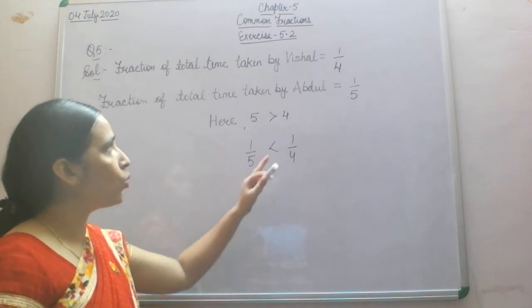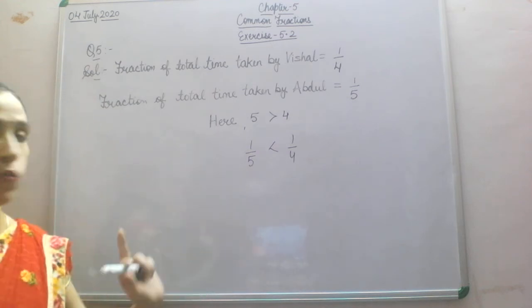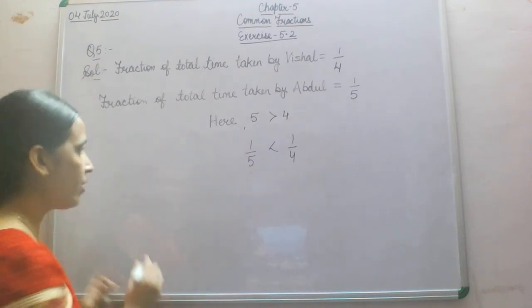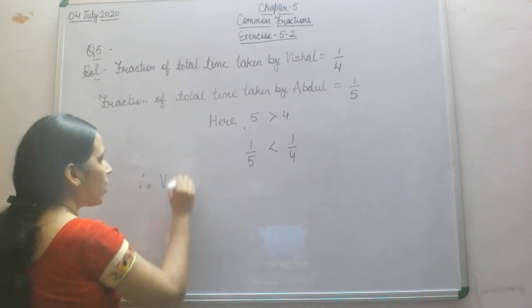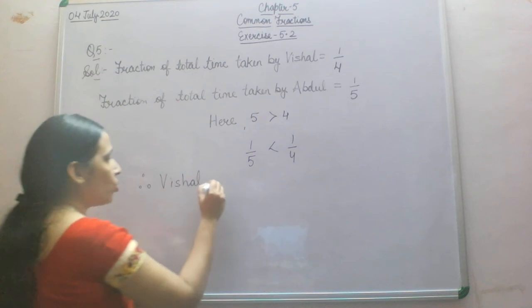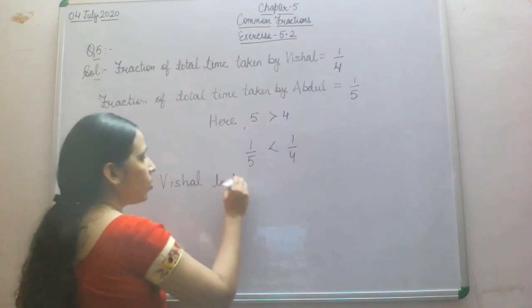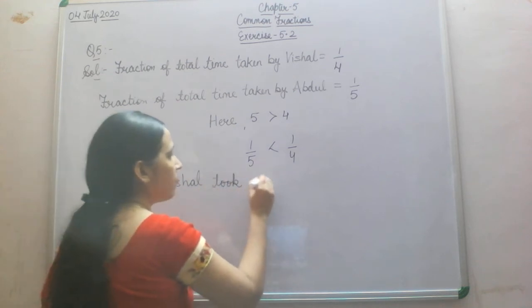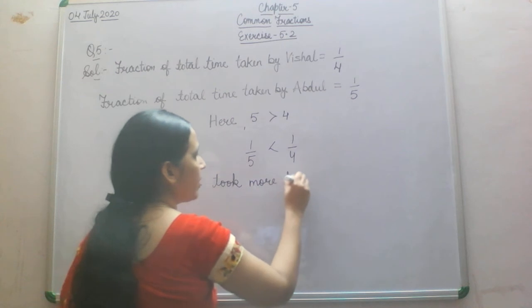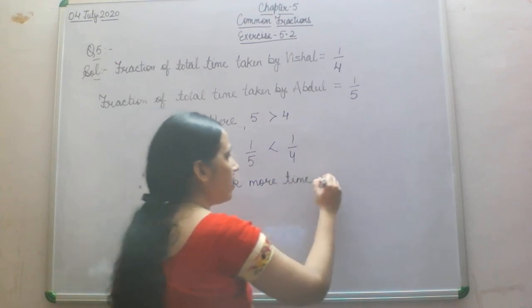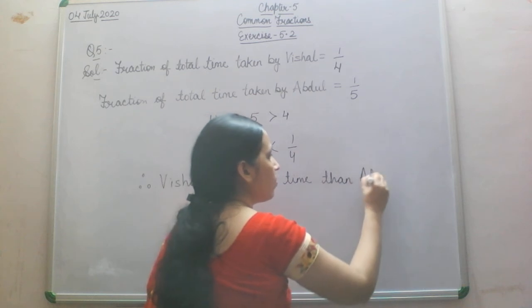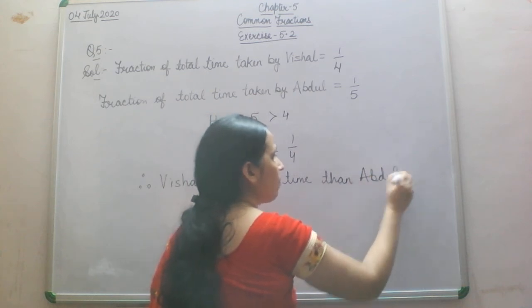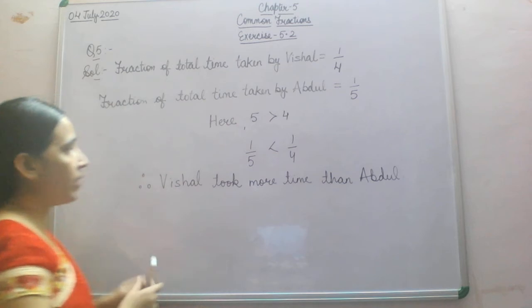So greater the fraction, that person is going to take more time. So here who took 1 by 4 time? Vishal. So you will write therefore Vishal took more time than Abdul. Fine.